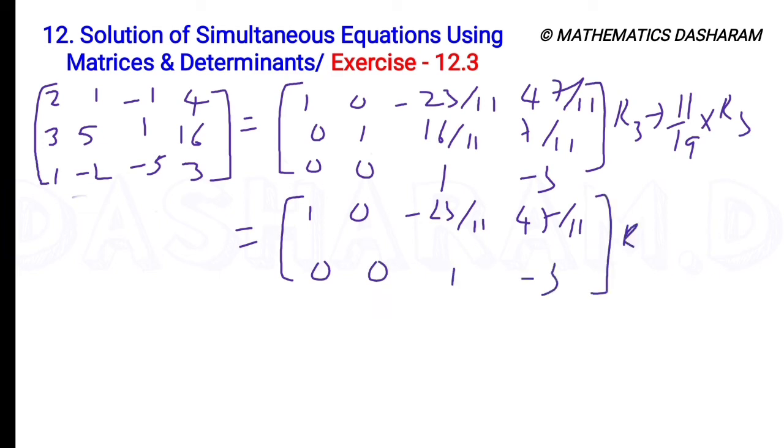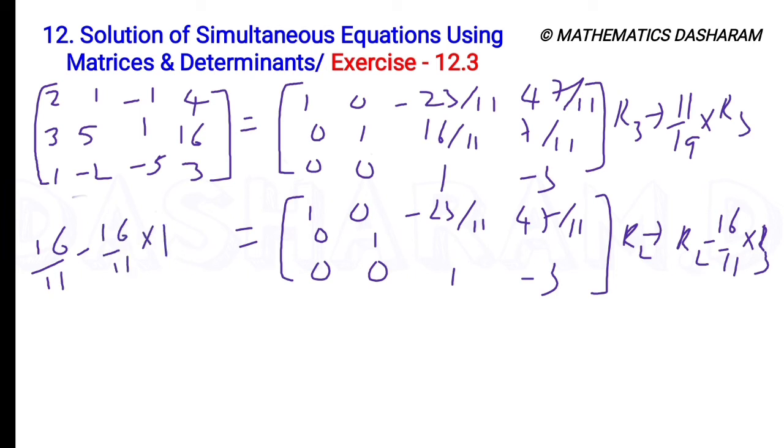So now R2 is replaced with R2 minus 16 by 11 into R3. So here R2 is 0 minus 16 by 11 into R3. That means 0. So 0 minus 0 is 0. Next here R2 is 1 minus 16 by 11 into R3. So 1 minus 0 is 1. Next R2 16 by 11 minus 16 by 11 into R3. So 16 by 11 into 1. Its answer is also 0.